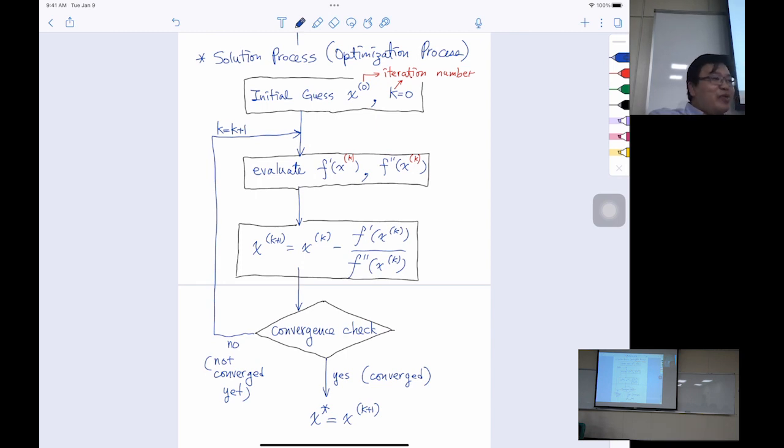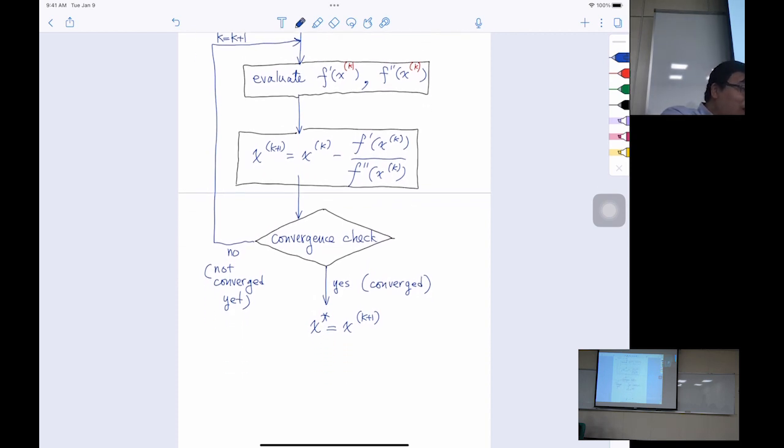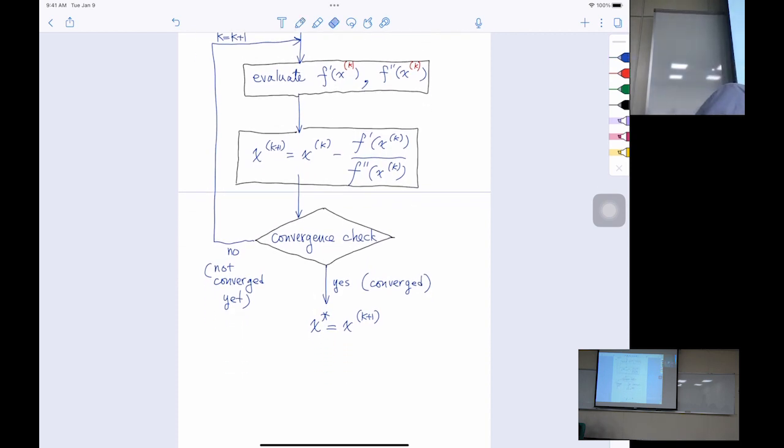So inside a computer code, you write a code like this, and it will help you to find optima. Okay? And what's the usual way to check convergence? There are two ways of checking convergence.